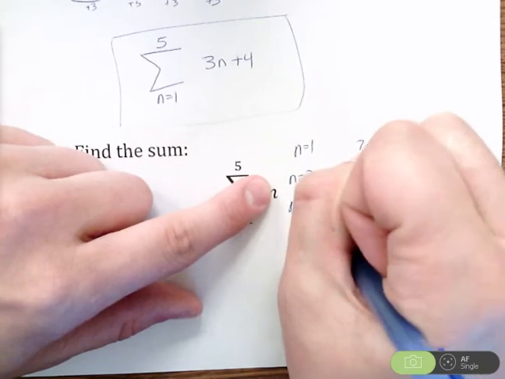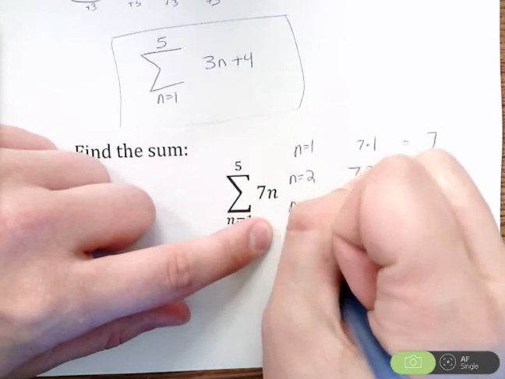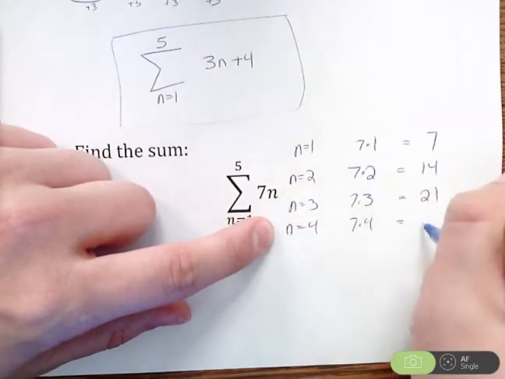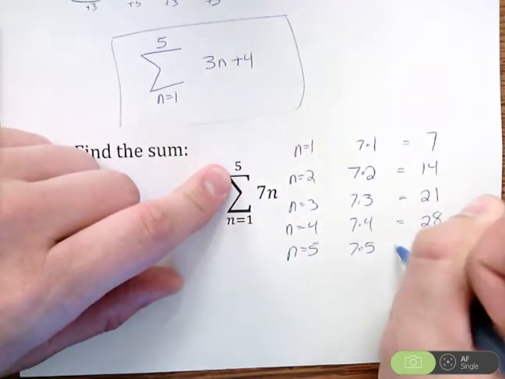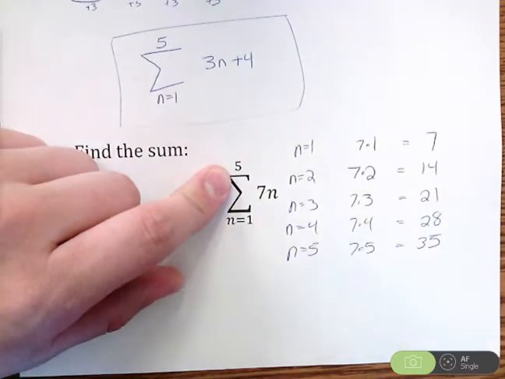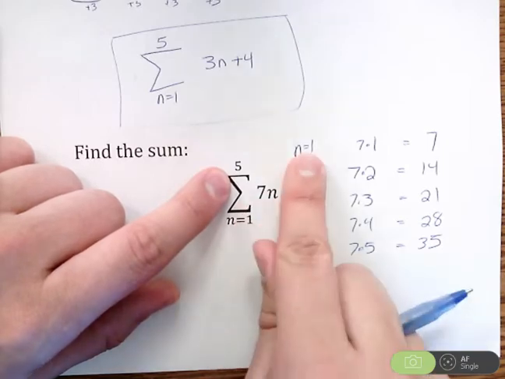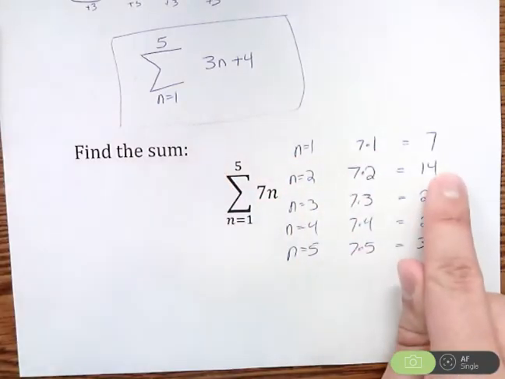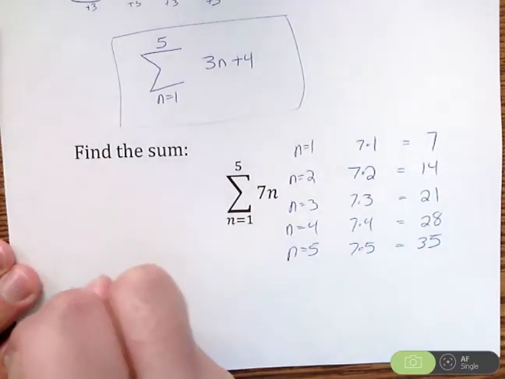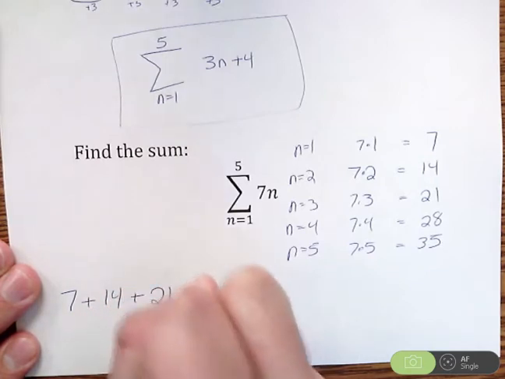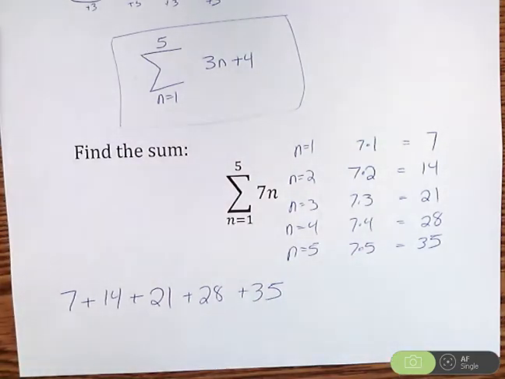Then we go to n equals 3. So 7 times 3, which is 21. Then we have n equals 4, which is 7 times 4, which is 28. And then we have n equals 5, which is 7 times 5, which is 35. Now I'm going to stop there because that's the highest it wants me to go with n. I just plugged in my n values from 1 to 5. I got 7, 14, 21, 28, 35. So what this series would look like is 7 plus 14 plus 21 plus 28 plus 35. That's what my series would look like.